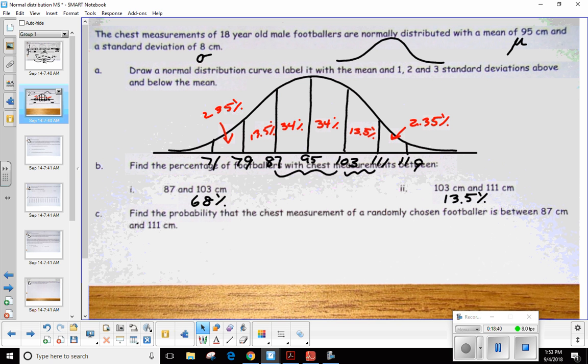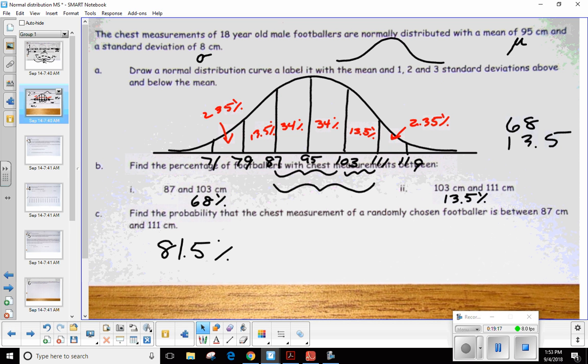Okay, well, let's do this. Find the probability that the chest measurement of a randomly chosen footballer is between 87 and 111. So this time I'm going 87 to 111. So what would I do? Add 68, 13.5. There you go. 34 plus 34 plus 13.5. So 81.5%. Okay. How we doing? Okay.